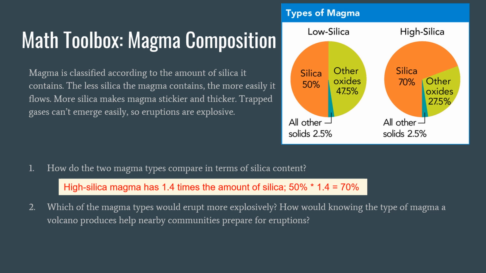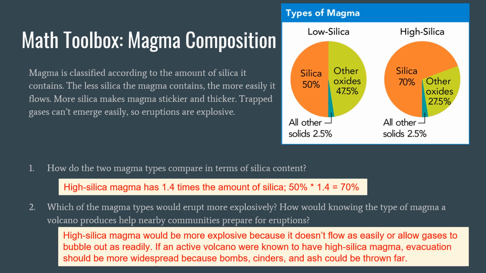Then, which of the magma types would erupt more explosively? How would knowing the type of magma a volcano produces help nearby communities prepare for eruptions? So high silica magma would be more explosive because it doesn't flow as easily or allow gases to bubble out as readily. If an active volcano were known to have high silica magma, evacuation should be more widespread because bombs, cinders, and ash could be thrown far.